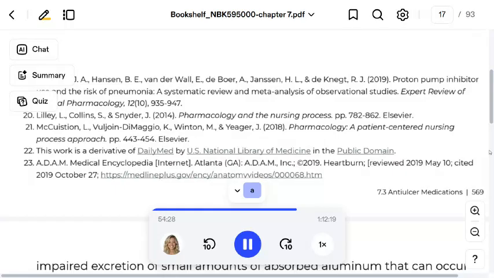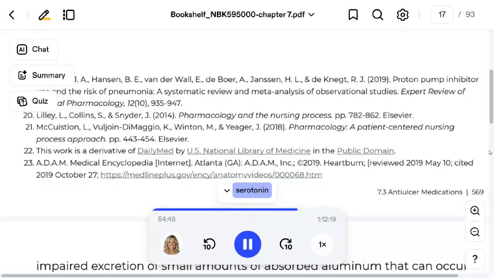Serotonin antagonists. Ondansetron is an example of a serotonin antagonist often used to treat severe nausea and vomiting associated with chemotherapy, postoperative nausea and vomiting, and hyperemesis during pregnancy. Figure 7.21. Ondansetron blocking the 5-HT3 receptor. Mechanism of action.